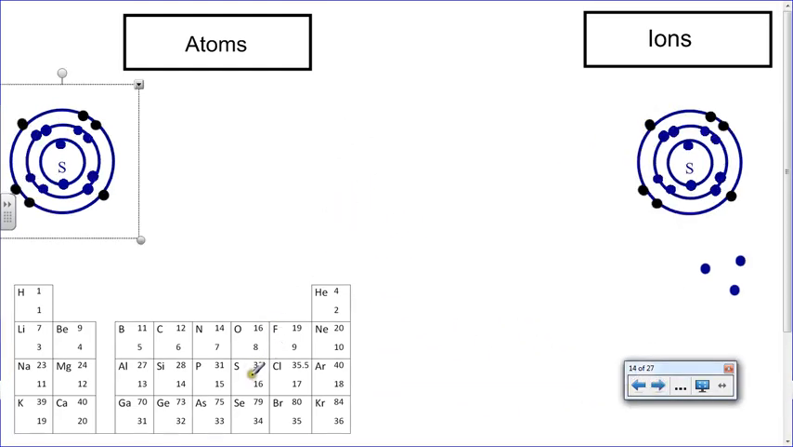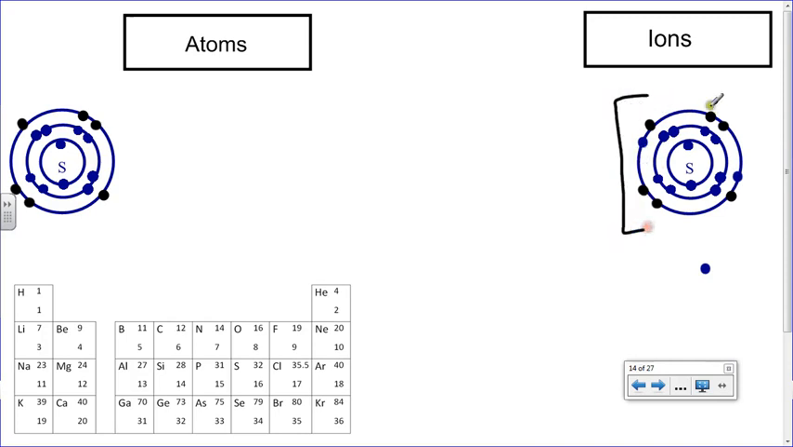Sulfur is in the same group, and we can probably start to predict now what the charge on a sulfur ion is going to be. We don't need to go through all the hassle of writing down how many protons, neutrons and electrons there are. Let's just have a look. It's got 6 electrons in its outer shell. It needs another 2. 1, 2. So we know it's going to have 2 more electrons than it has protons, so sulfur has 2 negative charges.